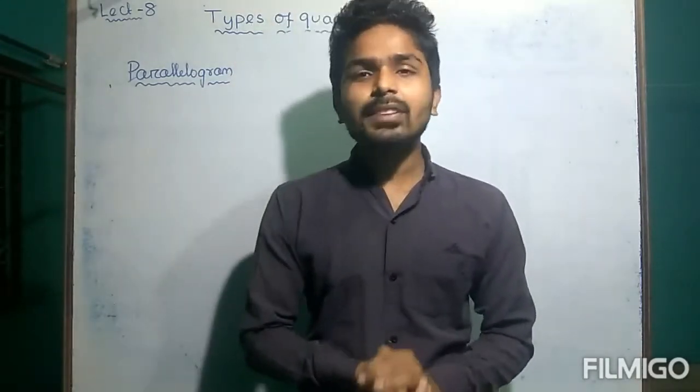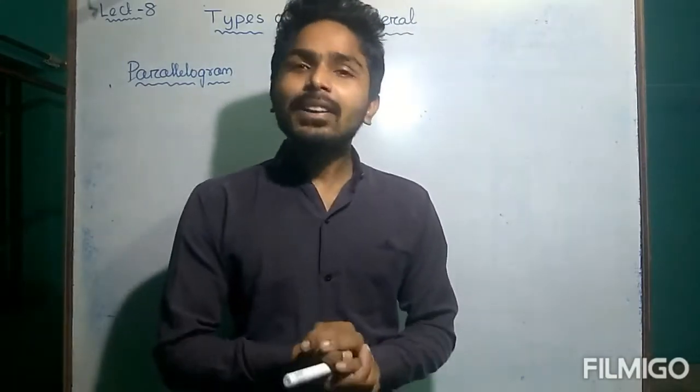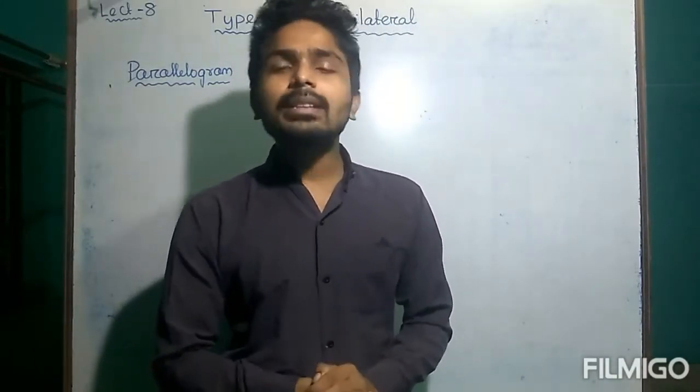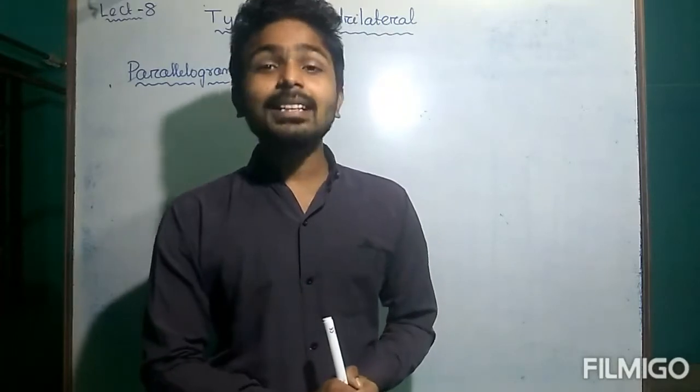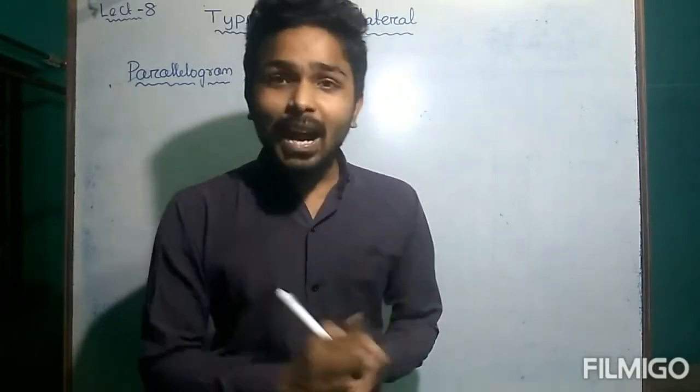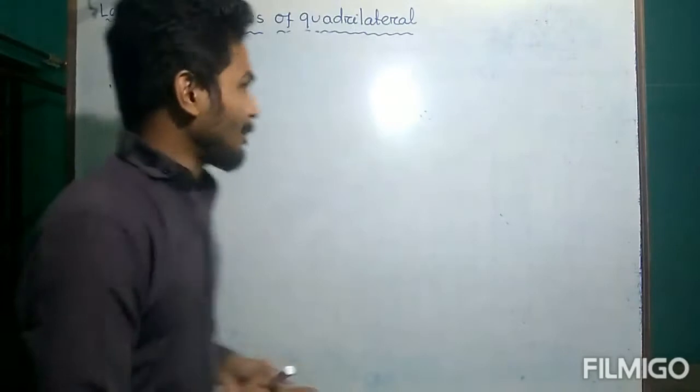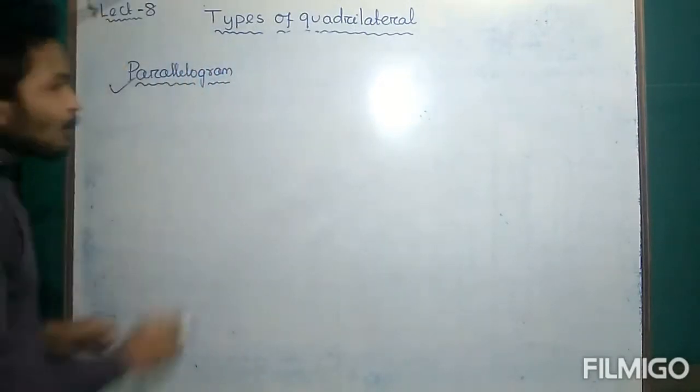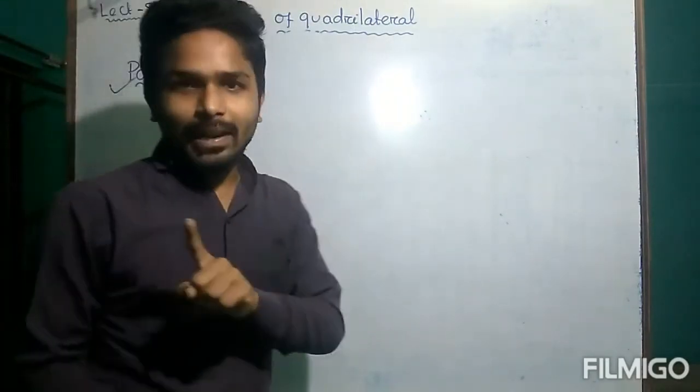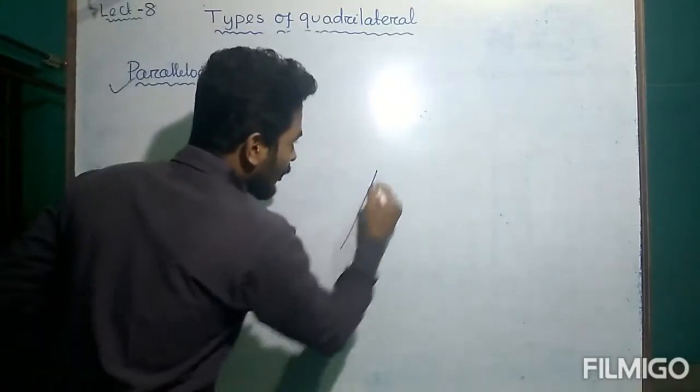In lecture number 7, we had discussed the concept and definitions of kites and trapezium. In this lecture, we will discuss another quadrilateral, that is the parallelogram. So let's start with the definition of parallelogram. As you know, a parallelogram is a quadrilateral. So let's draw its figure.